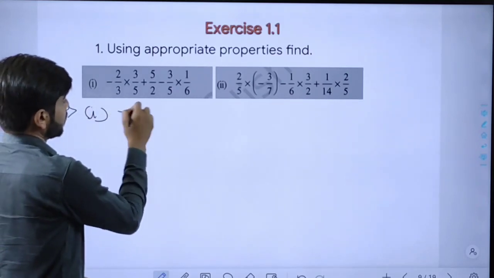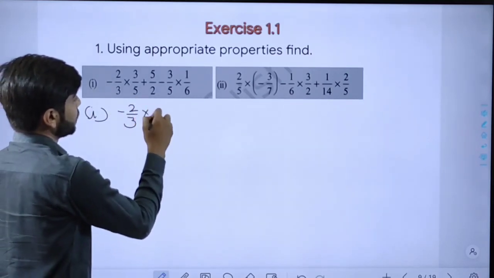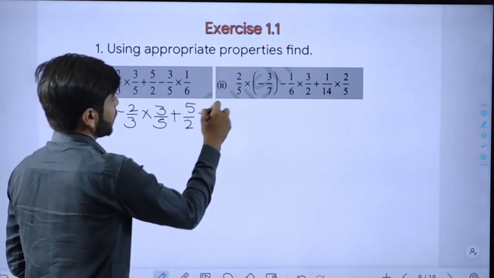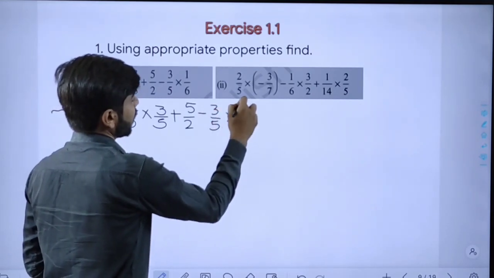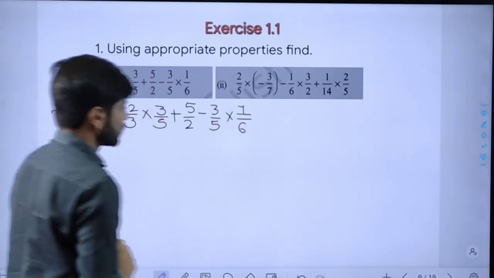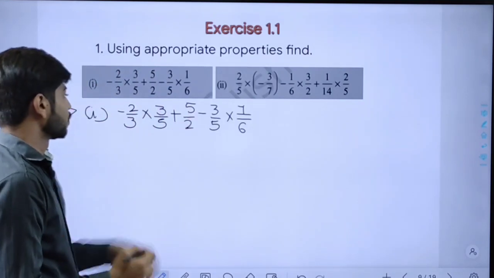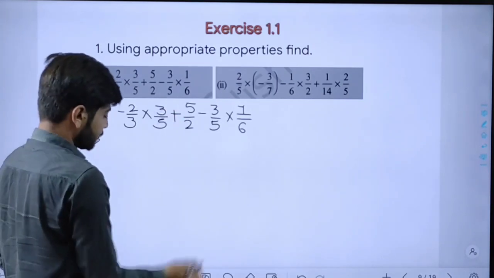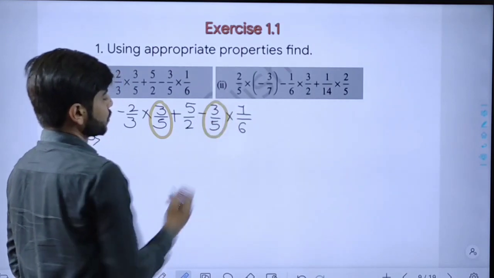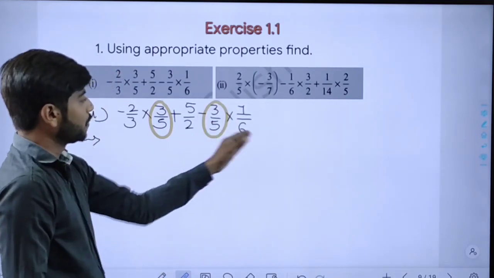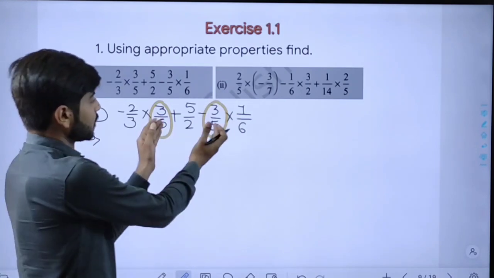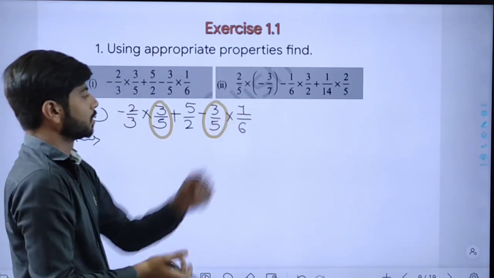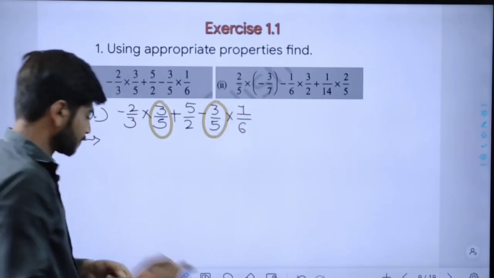In the first, it is given minus 2 upon 3 multiply 3 upon 5 plus 5 upon 2 minus 3 upon 5 multiply 1 upon 6. Okay, so what will we do, which property will we use? You can see 3 upon 5 is here and 3 upon 5 is also here. So if we change the order of the given numbers, we will take it as common, and then we can add these two numbers, minus 2 upon 3 and 1 upon 6. Okay, so let's do it.